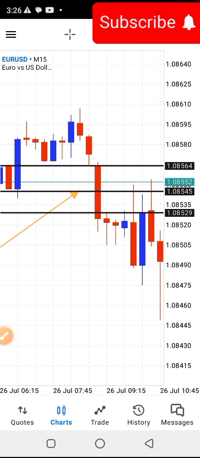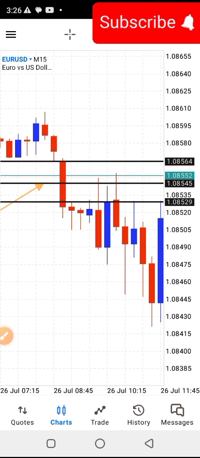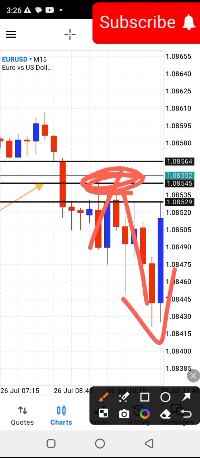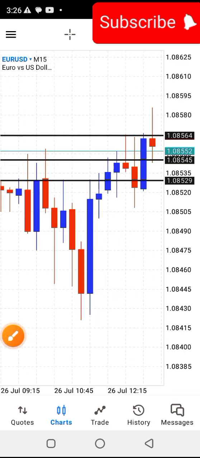Take your trade with confidence, guys. This has a 90% accuracy of playing out. You can see the way price tapped back into it, tapped into the level of the breaker block, then started shooting in the downwards direction.